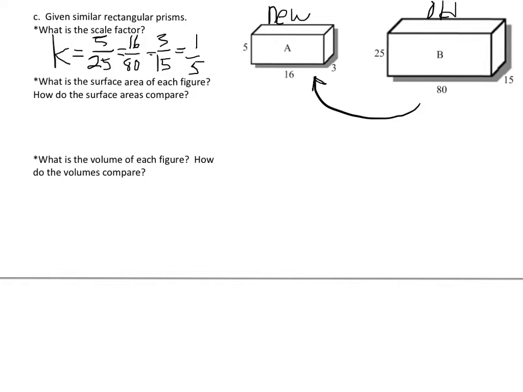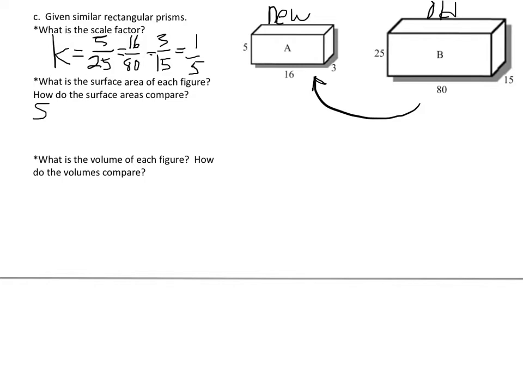And so it asks, what is the surface area of each figure and how do they compare? So how do those scale factors compare? Now I'm going to guess that since I'm doing area and that's in 2 dimensions, it's going to be k squared. So I'm going to guess it's going to be 1 over 25. But let's solve it and see what we get.